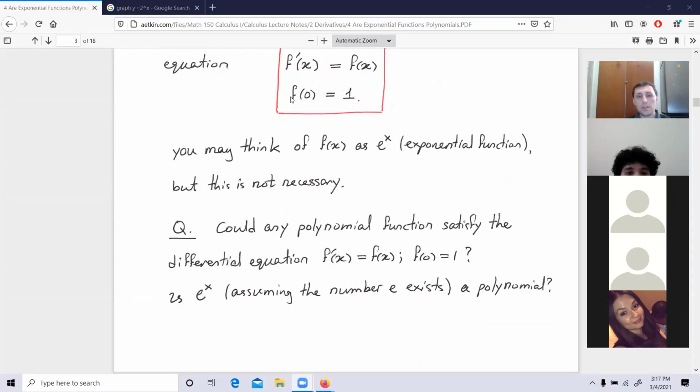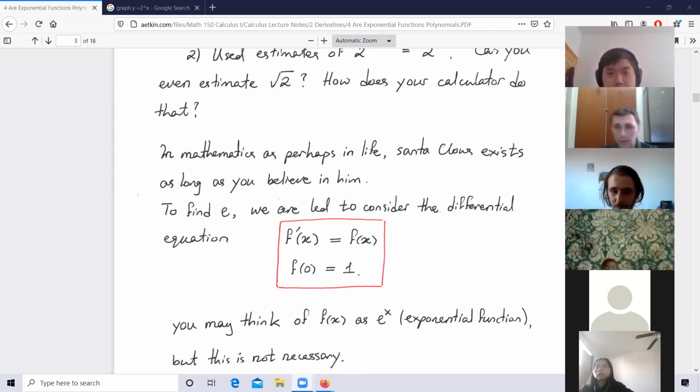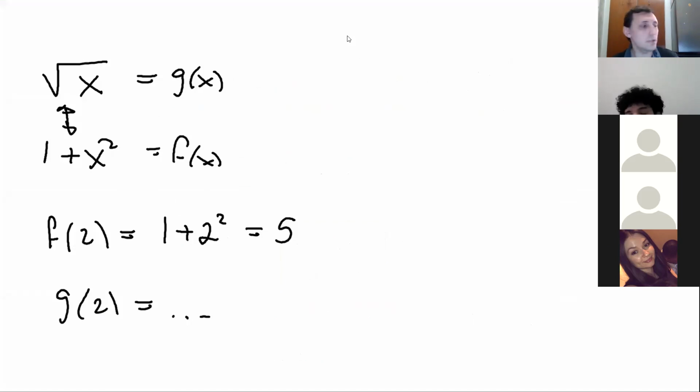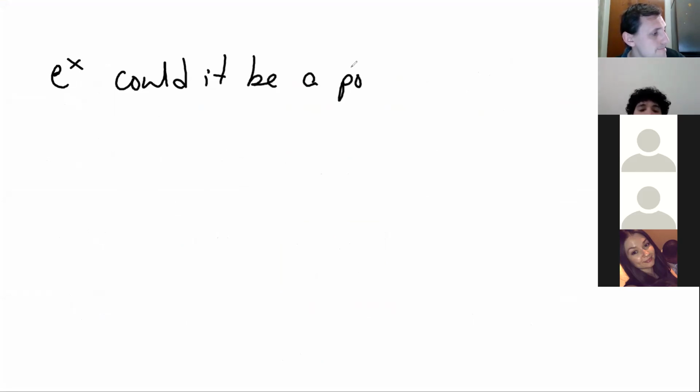So my question is, is the function e to the power of x a polynomial? Or any of the exponential functions, could they be a polynomial? It's a very important question, right? Let's begin with e to the x. Could it be a polynomial?